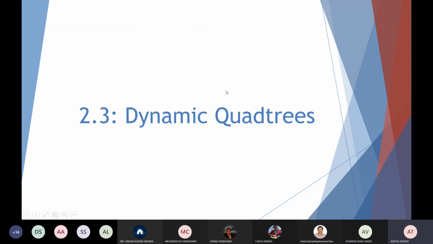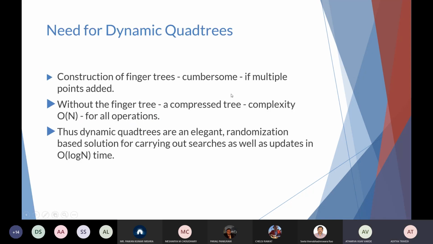Now Atharva will quickly do dynamic quadtrees. Yeah. The problem with the compressed quadtree was that even though we can answer queries in O(log n), it cannot handle updates and insertions effectively. If we insert, we'll have to construct the entire finger tree. As a solution, we need a dynamic quadtree, which uses randomization-based solutions to carry out searches in O(log n) time.